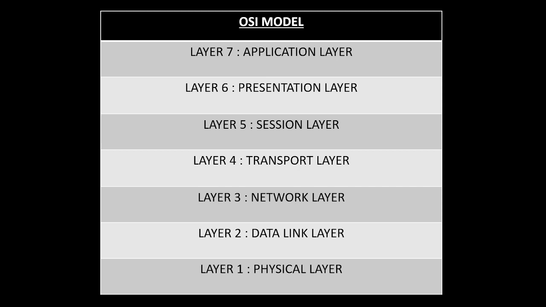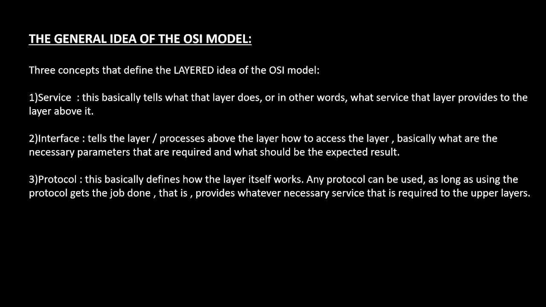When we talk about the interface of the physical layer, we talk about how the layer above it, which is the data link layer in our case, would talk to the physical layer. It defines the set of rules through which the data link layer will talk to the physical layer. The parameters required, or what should be the expected behavior of the physical layer, are defined in this section.